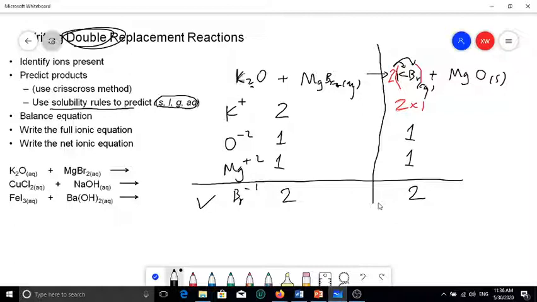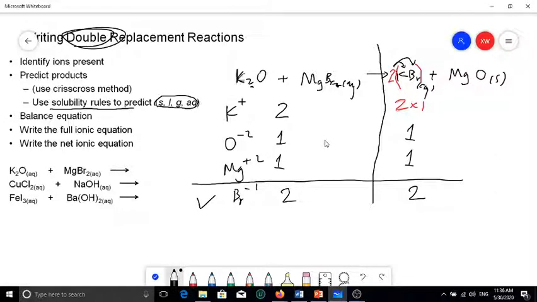And that's the thing. If everything you did was correct, then everything should work out perfectly well. So the only coefficient you need is 2 KBr. Everything else will remain as 1, 1, and 1. So that's the balanced equation. Let's look back a little bit.